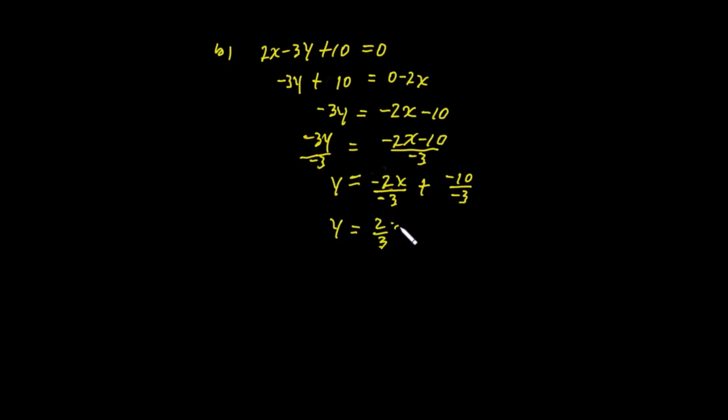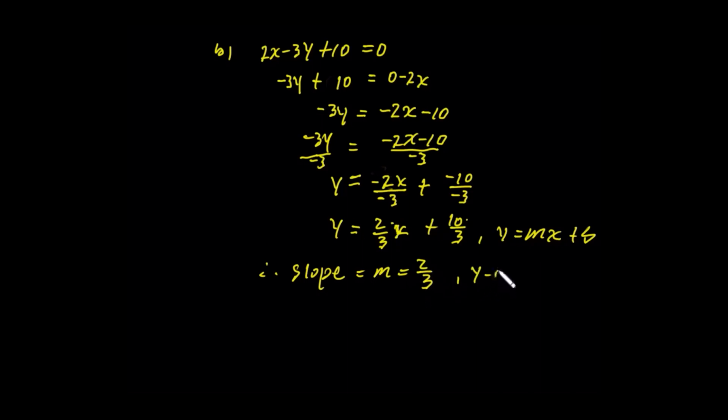3x plus negative over negative is 10 over 3. So what did we get? First, write it in this format: y is equal to mx plus b form. m is called the slope, therefore slope is equal to m, which is equal to 2 over 3.